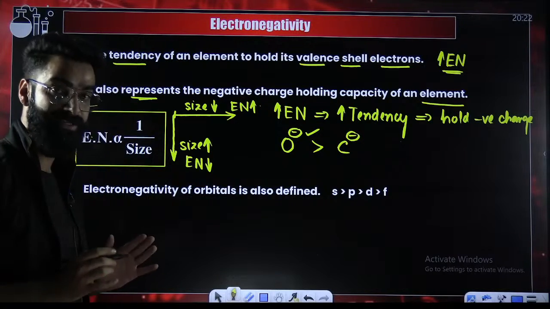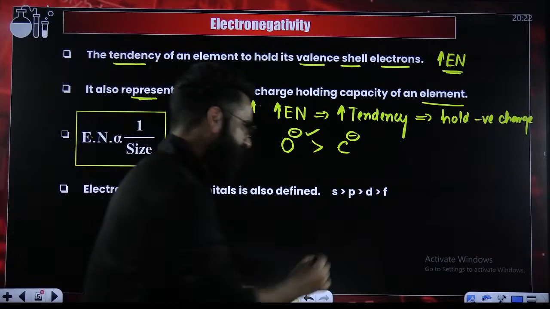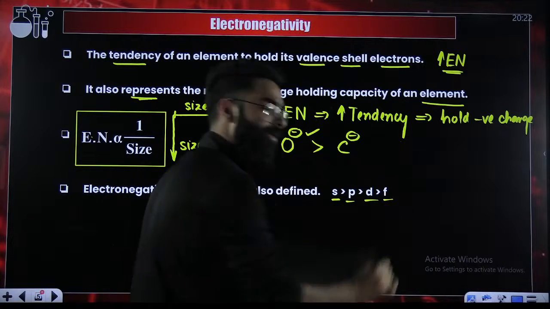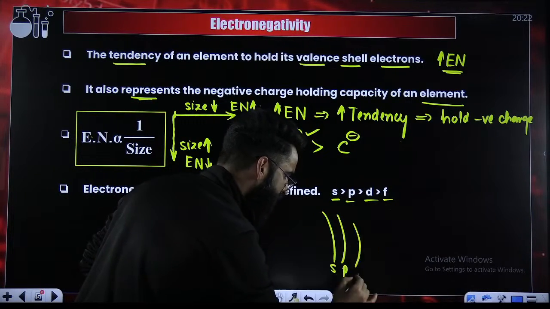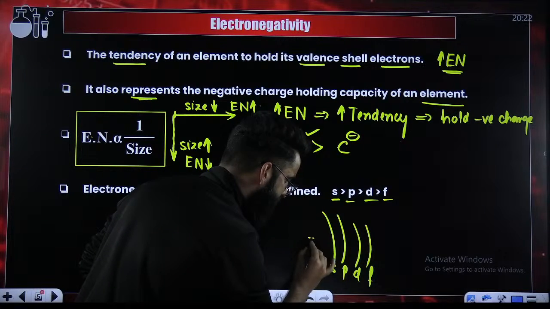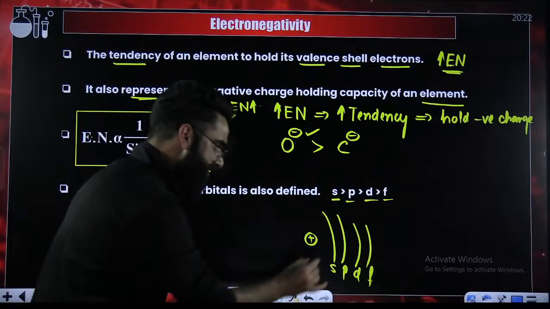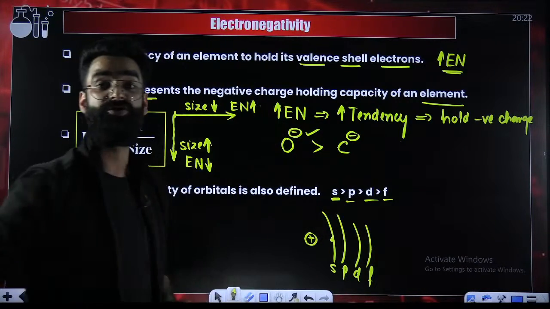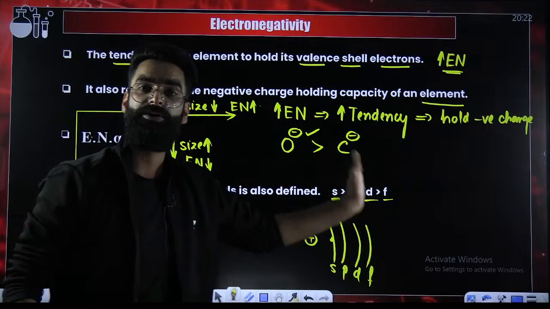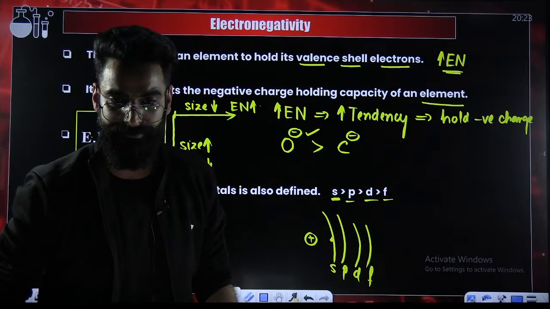Now, my dear students, electronegativity of orbitals also is defined. You have got s orbital, you have got p orbital, you have got d orbital, you have got f orbital, right? Since this is s, for example, this is your p, this is your d, and this is your f. Let's say this is the nucleus. Since s orbitals are closer to the nucleus, definitely their electronegativity is going to be more than that of p, than that of d, than that of f. This is something which again you are going to remember from now onwards.